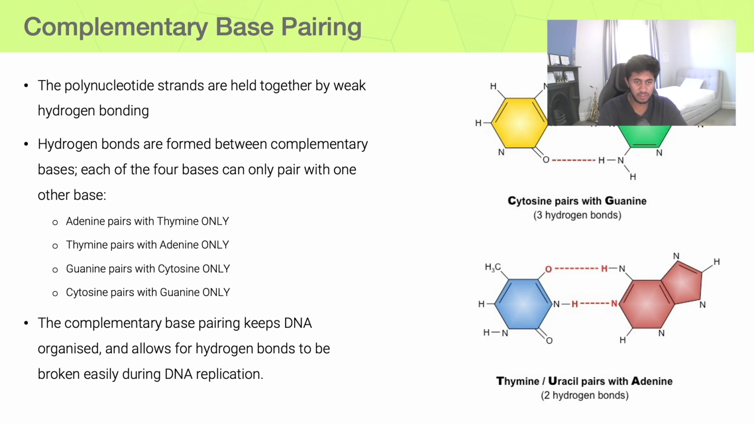So a common question is, why is complementary base pairing important? And the answer to that is very simple. It keeps the DNA organized, and it allows for hydrogen bonds to be broken easily during DNA replication. Remember, hydrogen bonds are weak in biology.